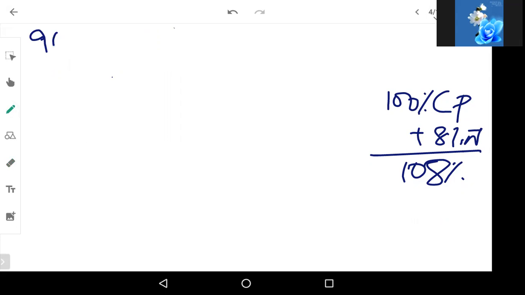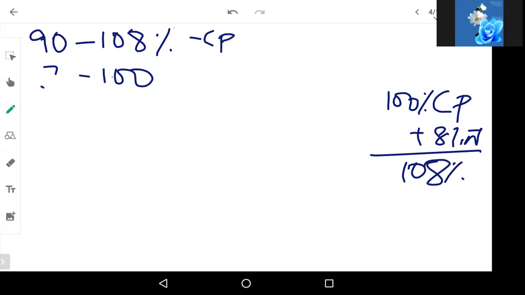At 90, it is 108. At 100, how much? We are supposed to find the cost price, right? So this is the cost price part. If he's selling at 108, it means that at 90. So for 100, how much is it?